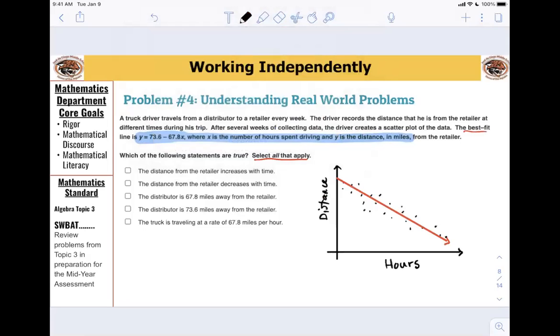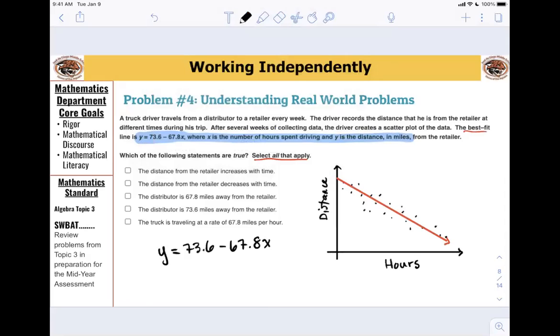All right, so we have a little graph. You didn't have to make a graph. I'm a very visual person, so sometimes it helps me. But let's look at this equation. Y equals 73.6 minus 67.8x. Is this in slope-intercept form? Guillermo says yes. Do we agree? Yeah, it is. It's in slope-intercept form. It's just written a little bit backwards.